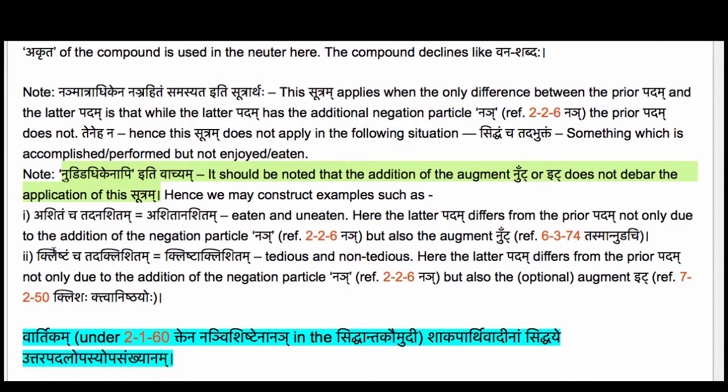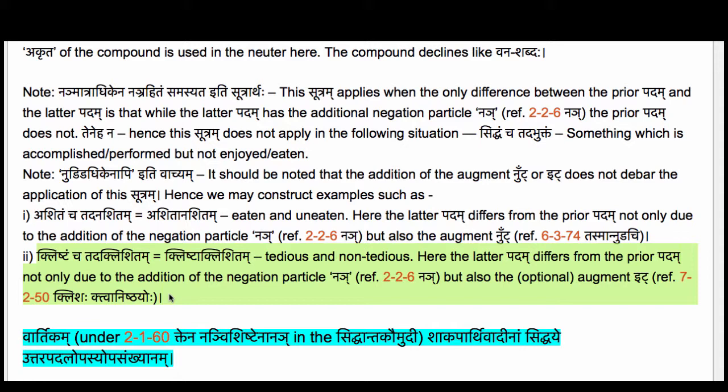The example is klishtam cha tada klishitam, klishtam cha tat aklishitam, klishta klishitam. Tedious and non-tedious is partially tedious. Here the latter padam differs from the prior padam not only due to the addition of the negation particle nyai, but also by the addition of the optional augment it. The optional augment it in this situation is prescribed by the sutram 7-2-50.